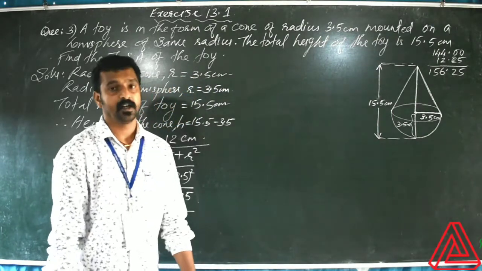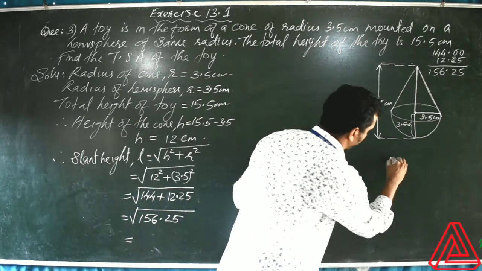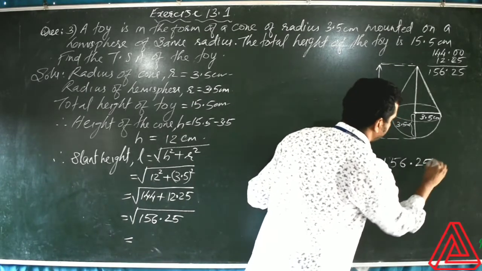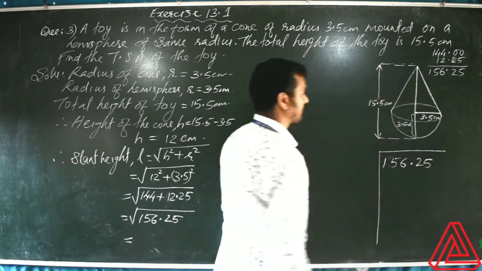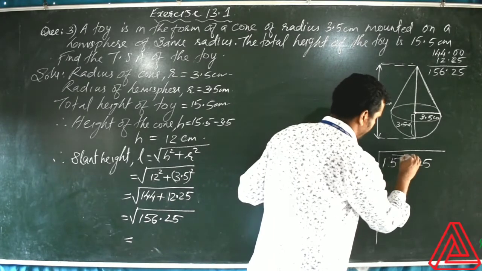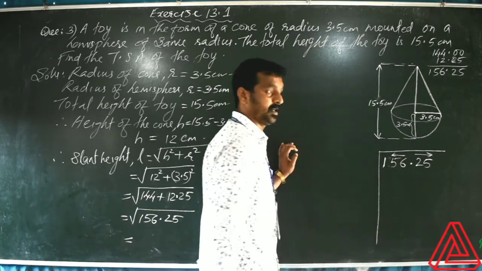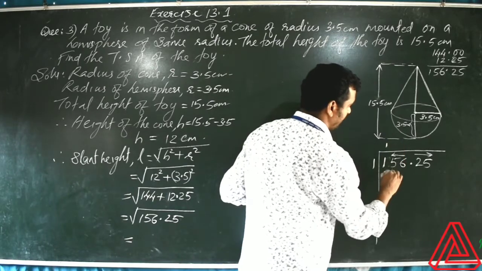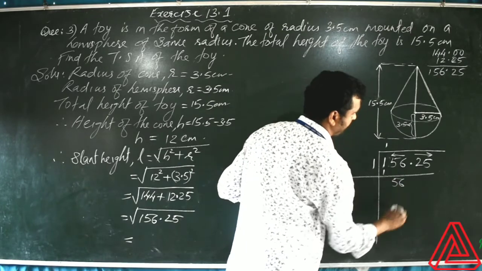How can we find that? Using the long division method only we will get that one. Using the long division method we will find the square root of 156.25. First make pairs: 56 is a pair and 25 is another pair. 1 we cannot make a pair. Find a perfect square less than or equal to 1, that is 1 only. 1 ones are 1. Subtract, 1 minus 1, 0. Bring down the next pair, 56.